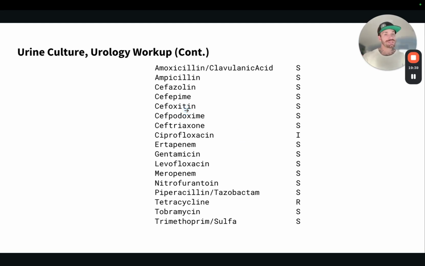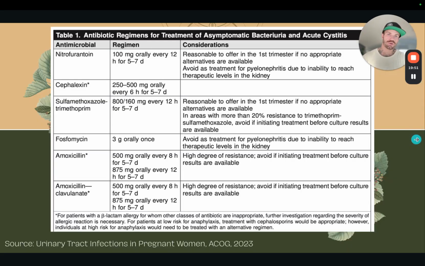And here are some of the more common regimens. The two favorites for me are Keflex and Macrobid. Macrobid comes in a low dose. It is not bactericidal. I mean, it doesn't kill the bacteria. It just helps to keep them from populating, right? We'll just leave it at that. It's fancy, but it's also very well tolerated by pregnant women. And you can do that for 5 to 7 days.